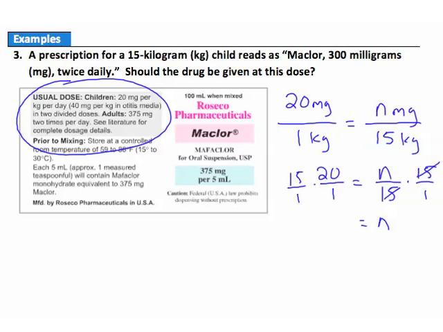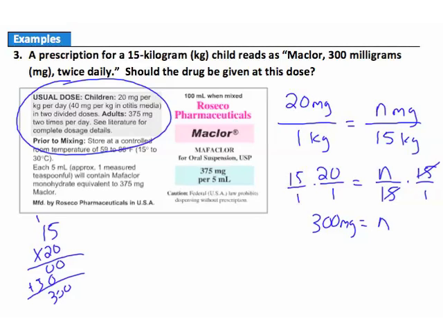On the left side, it looks like we got to take 15 times 20. So we'll come off on some scratch work. 15 times 20, multiply by 0. Now we'll go through and multiply by 2. That's 10. Carry the 1. 2 times 1 is 2, plus 1 is 3. So it looks like we're going to get 300 milligrams for this 15 kilogram child.